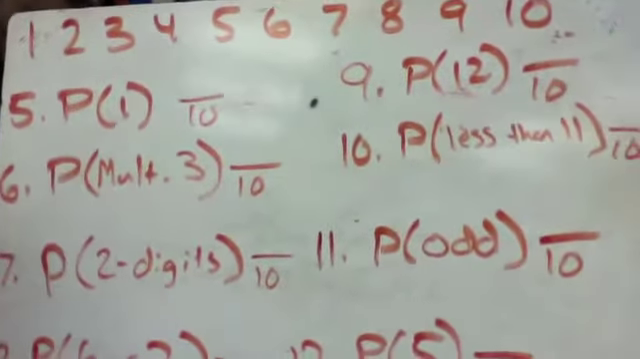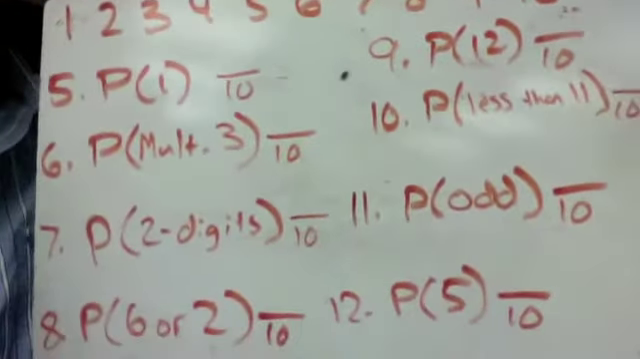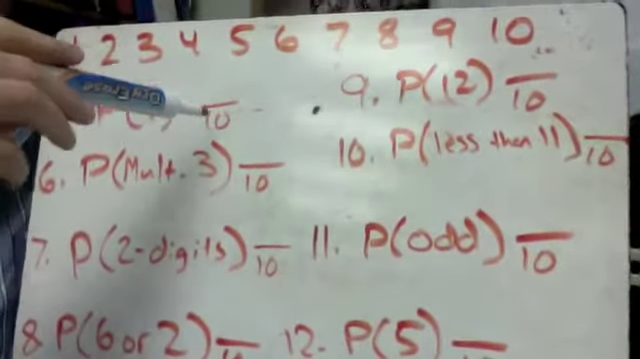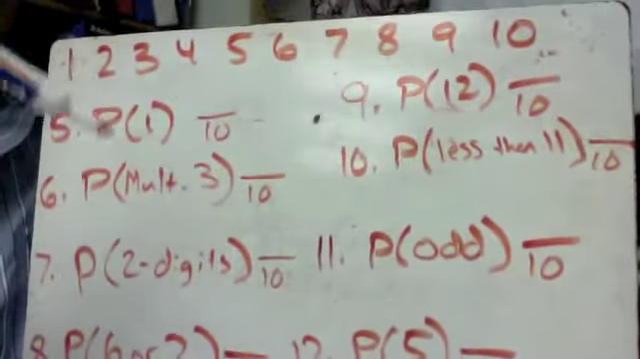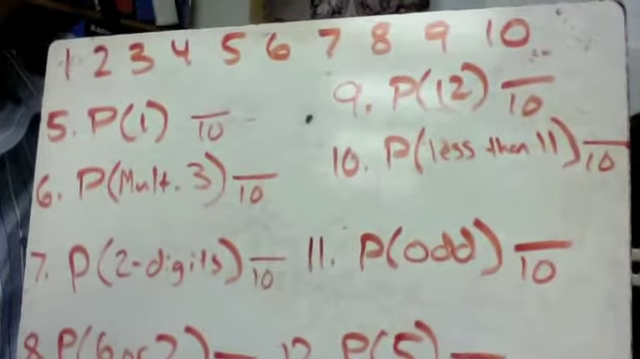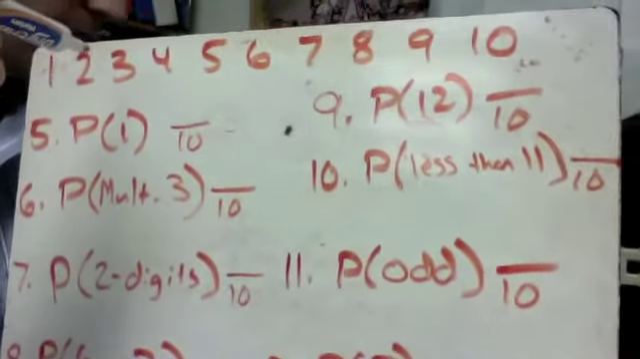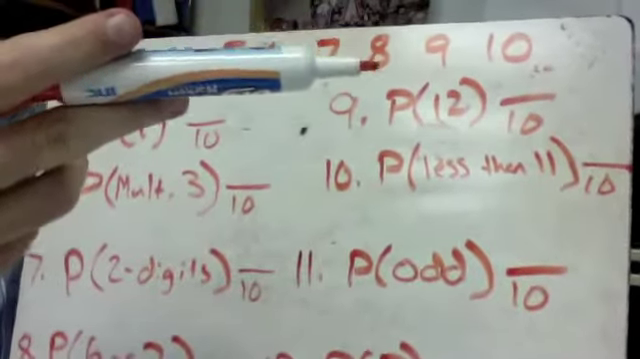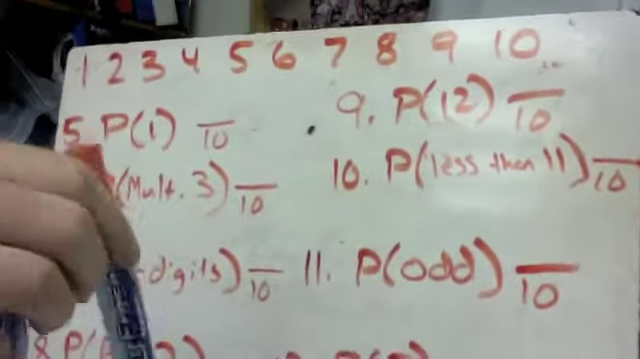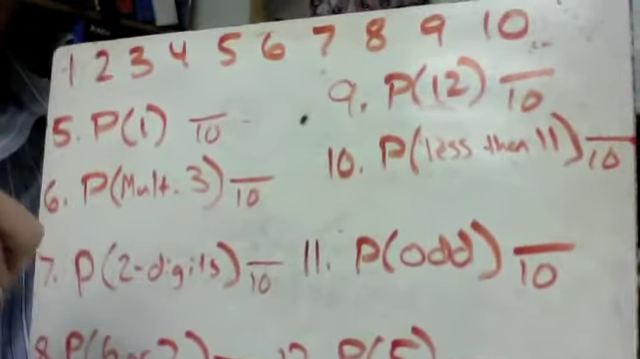All right, here are all the questions 5 through 12, and if you notice, I just put a fraction beside it out of 10 because every single one of these things is going to have 10 possible outcomes. If you've got 10 cards, 1 through 10, you've got 10 possible choices, so your bottom number is going to be 10 no matter what.